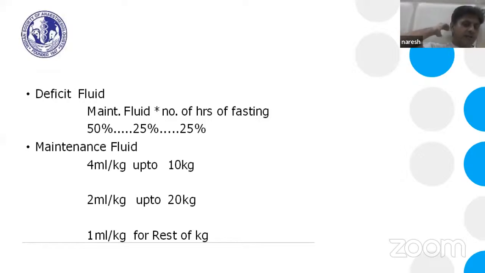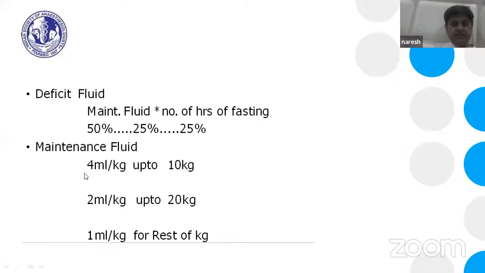Till now, we are using our residents to calculate until they pass out from their residency program. And I promise you, if you ask a third year resident also, he will make a mistake of it. Deficit fluid is fasting fluid, which is maintenance into number of hours of fasting. 50% should be given in the first hour, then 25% in the next hour, then 25% in the next hour, whichever fluid is used. This is the fasting fluid, replacement of the fasting.